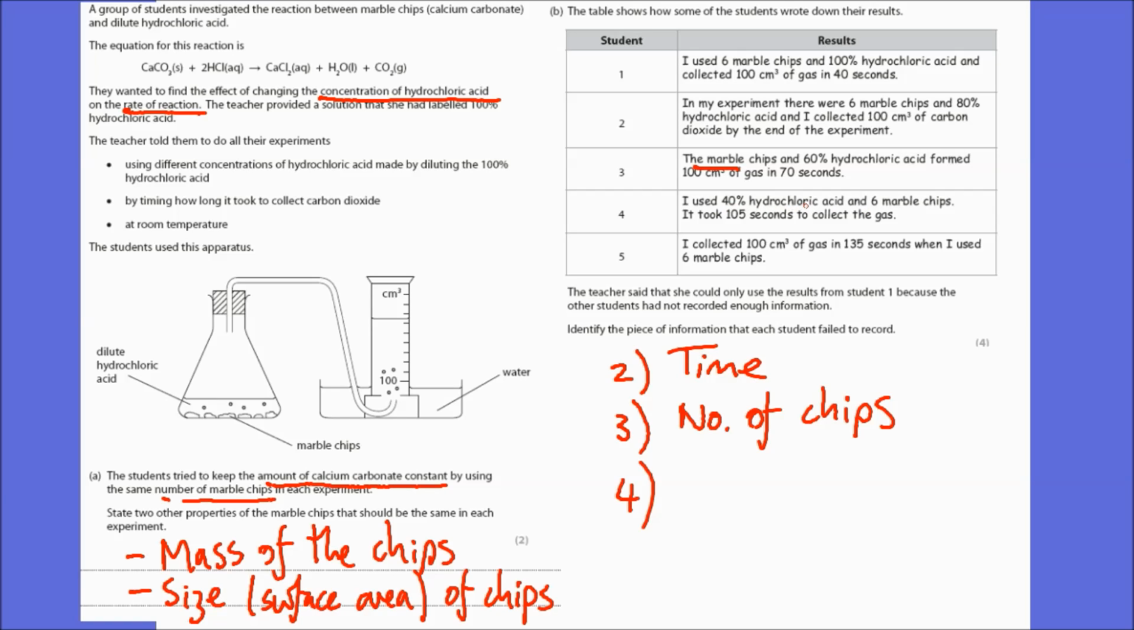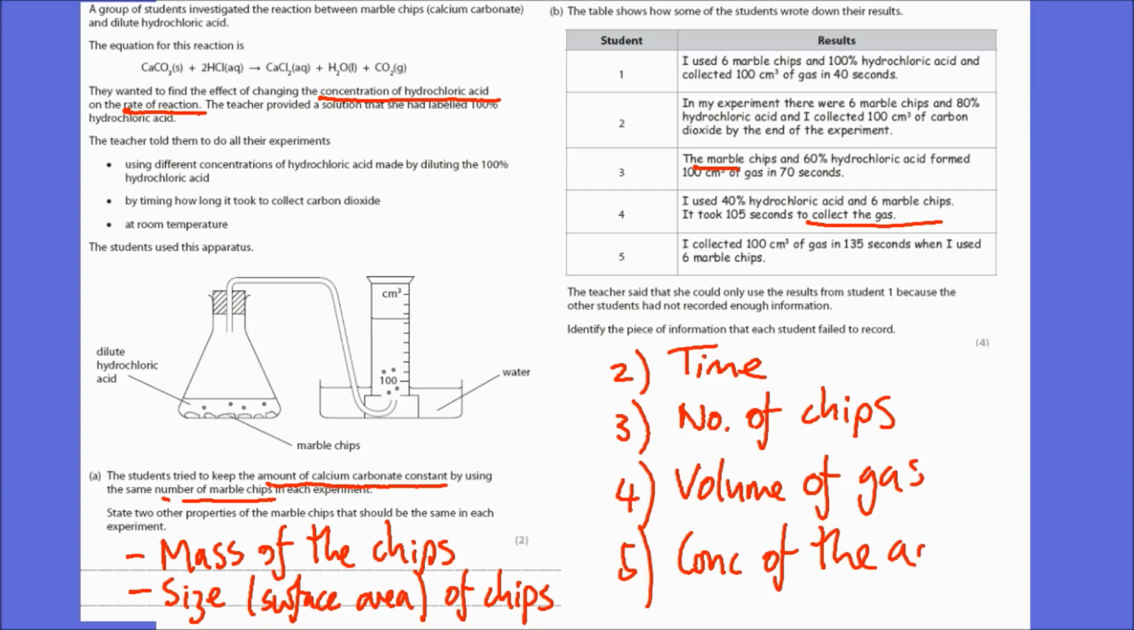So someone's used 40% hydrochloric acid and 6 marble chips, took 105 seconds to collect the gas. We don't know how much gas, so volume of gas. And the final one, 100 centimetre cubed of gas was collected in 135 seconds when 6 marble chips were used. In this case, we don't know the concentration of the acid.